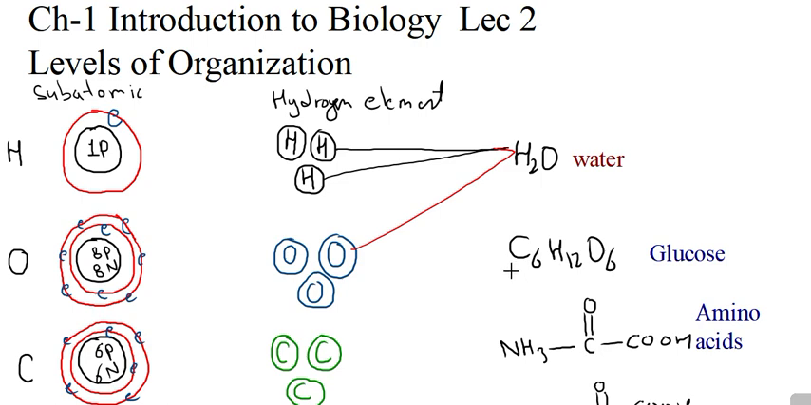Similarly, when 6 carbon atoms, 12 hydrogen atoms and 6 oxygen atoms combine in a specific way, they give rise to the formation of a molecule called glucose. In the same way, different arrangements of these atoms result in the formation of different molecules like amino acids, which are the building blocks of proteins that are present in your muscles, in your body cells. Every part of the body contains proteins.